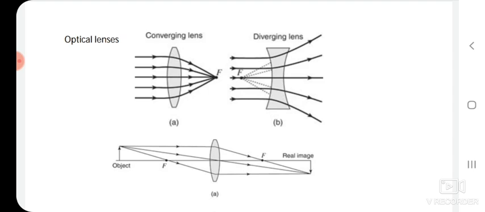A converging lens causes parallel rays to converge, and a diverging lens causes parallel rays to diverge. In a converging lens, parallel rays converge. In the case of a diverging lens, parallel rays diverge. If we see this figure A and B, it illustrates the path of the ray through the lens and the focal point for each case.